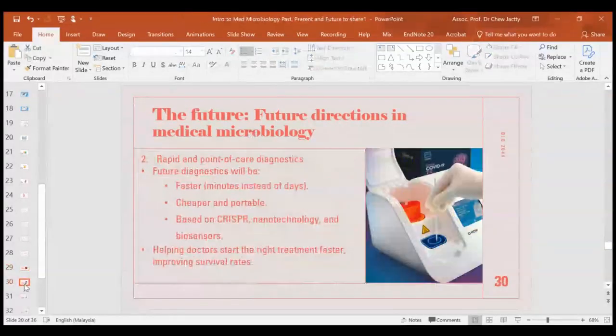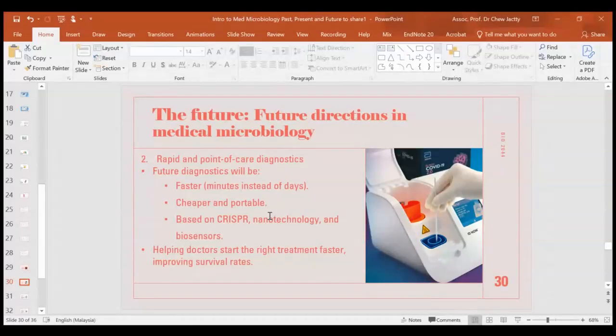And also, in terms of the future for lab scientists, maybe rapid and point-of-care diagnostics are the way forward. If you look at the conventional diagnostic method for infectious diseases, if it is a bacterial infection, you want to identify what bacteria or what fungal species causes the infectious disease.